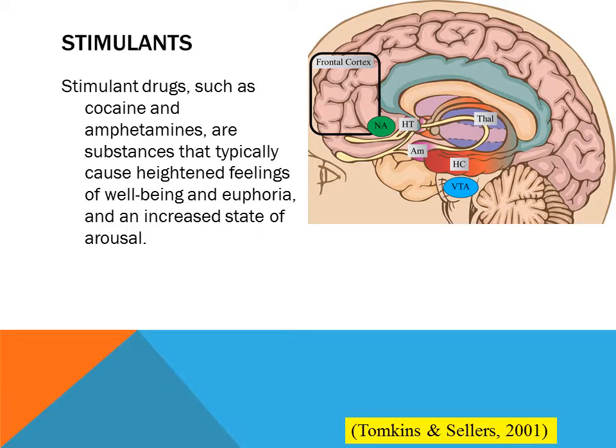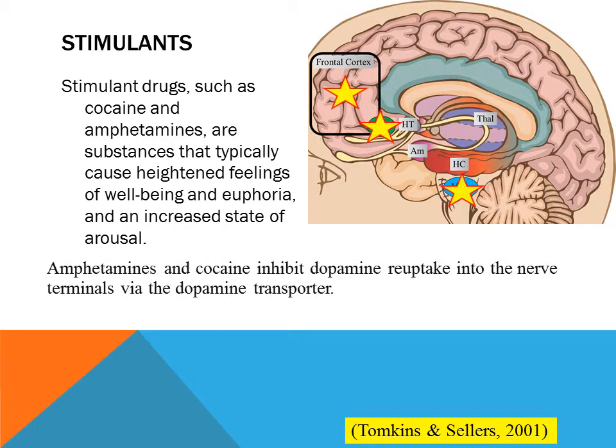Stimulant drugs such as cocaine and amphetamines are substances that typically cause heightened feelings of well-being and euphoria and an increased state of arousal. Amphetamines and cocaine inhibit dopamine reuptake into the nerve terminals via the dopamine transporter. So not only do these substances increase dopamine production, they inhibit its breakdown.